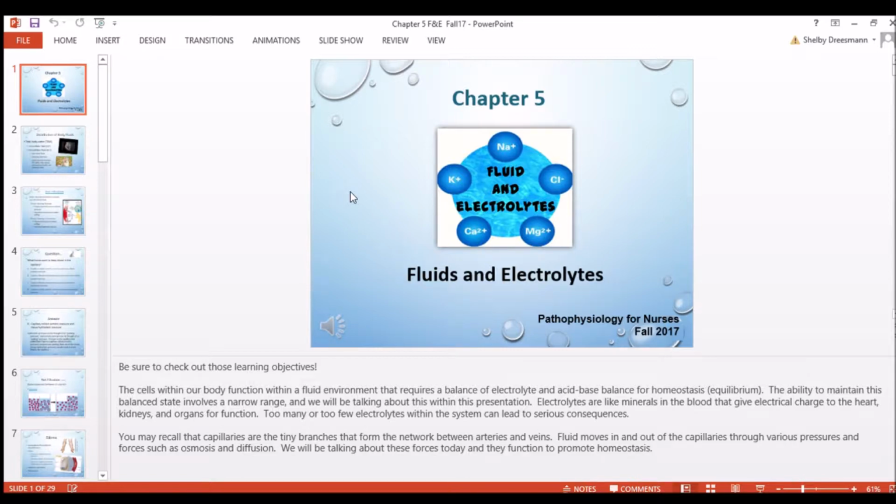Capillaries are tiny branches that work between arteries and veins. Fluid moves in and out of the capillaries. Various pressures and forces, such as osmosis and diffusion, will be talked about today.